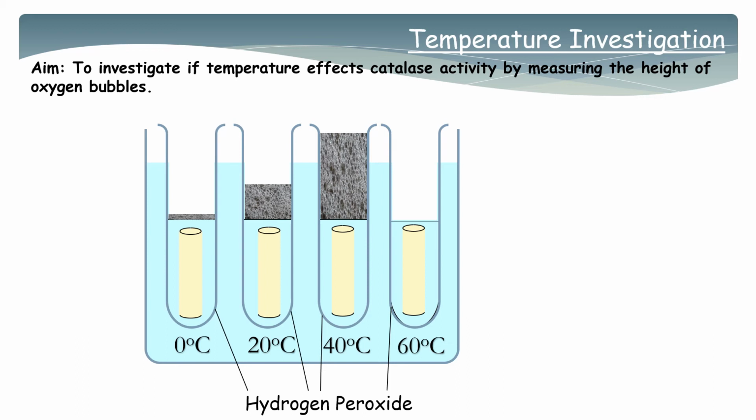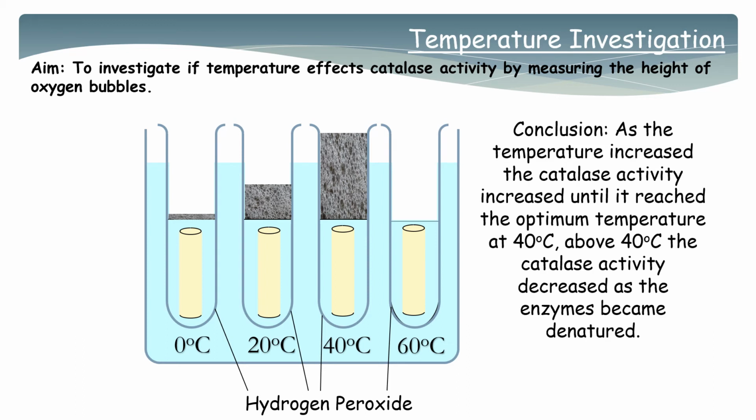So you would have had to write this for your conclusion to get your mark. As the temperature increased, the catalase activity increased until it reached the optimum temperature at 40 degrees Celsius. Above 40 degrees Celsius, the catalase activity decreased as the enzymes became denatured. So you need to say, first of all, the temperature increasing is causing the catalase activity to increase. You could have mentioned that's because it increases collisions.